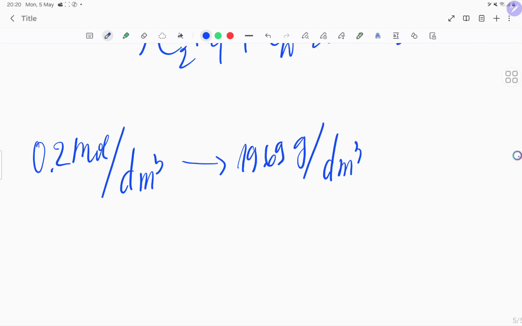But it's just 6, not 9 here. It's just 6 here. And that's all. When you convert mole to gram, that means you have to calculate the mass of the given number of mole.